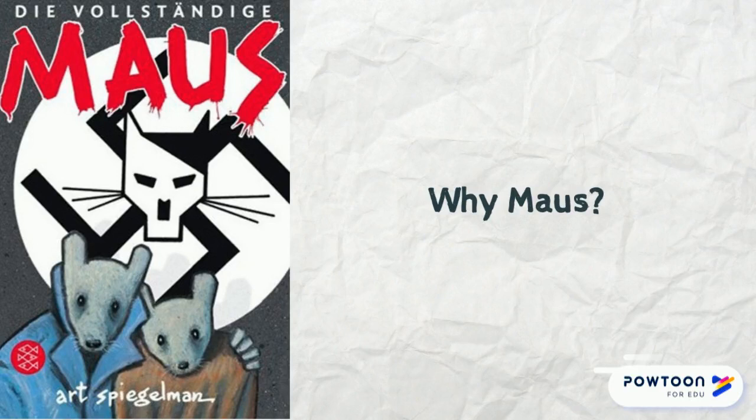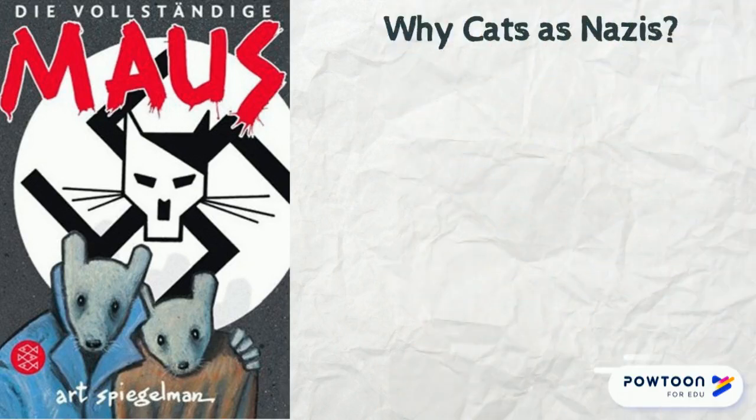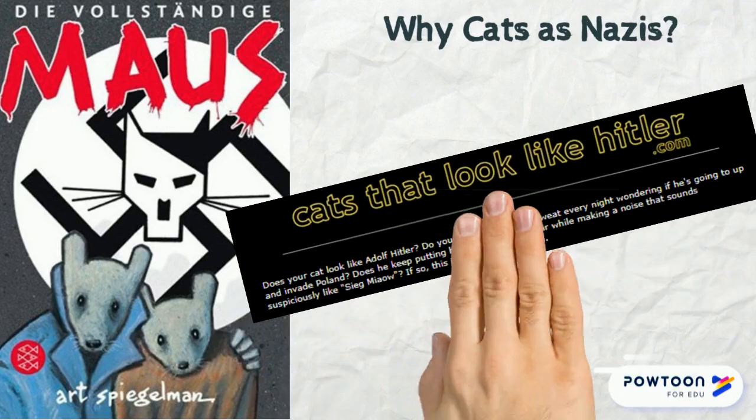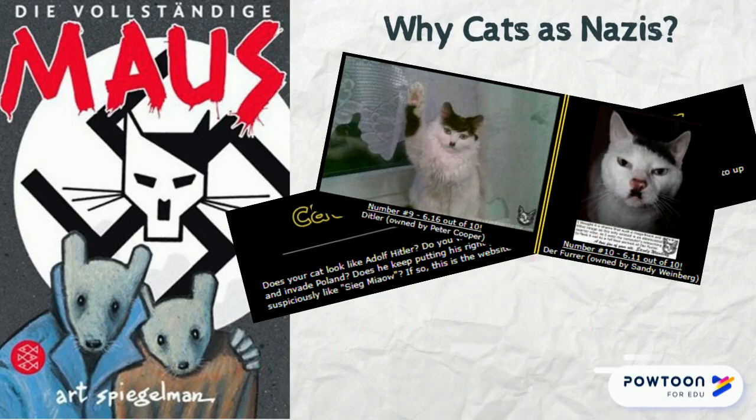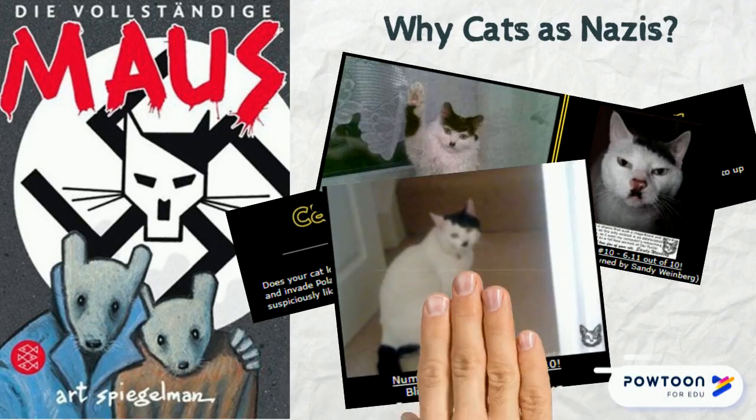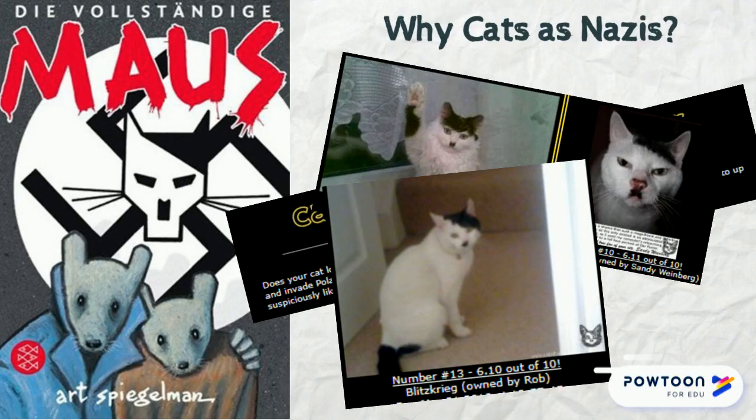So, there's another question we need to discuss about the cover first. Why cats as Nazis? Well, while we get into that question with all its seriousness later on, there's a weird coincidence. There's a British website called Cats That Look Like Hitler. While it's weird enough such a website exists in the first place, there are actually people posting their cats. They're called Diddler or Der Führer, or even Blitzkrieg. So what's up with that? That's quite odd and a weird coincidence to the book.